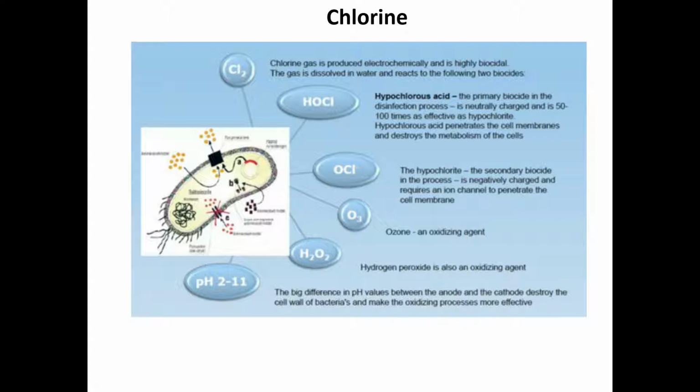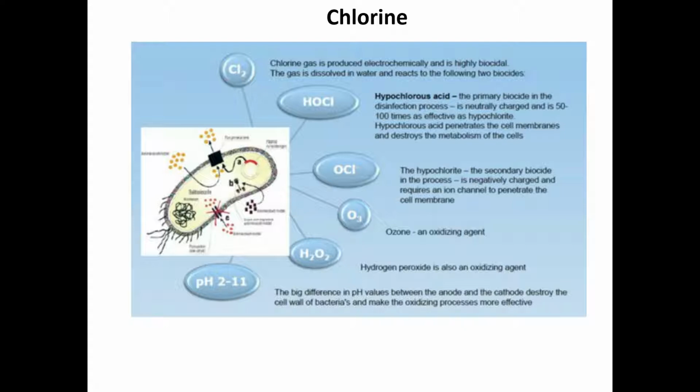Alright, so looking at chlorine gas specifically. It's soluble in water, so you could get something like hypochlorous acid, which functions as a disinfectant. It can basically pass through the cell membrane and disrupt the metabolic cycle of the cell. And because it's an acid, it can disrupt the internal pH of the cell.